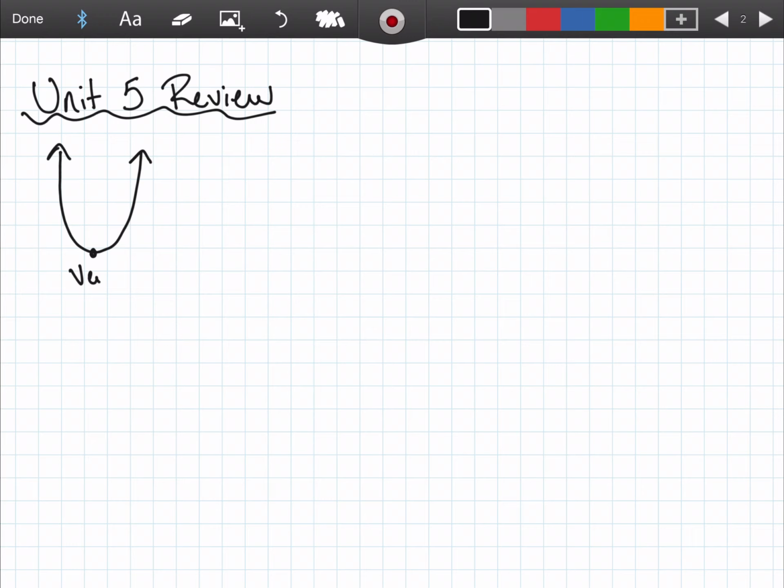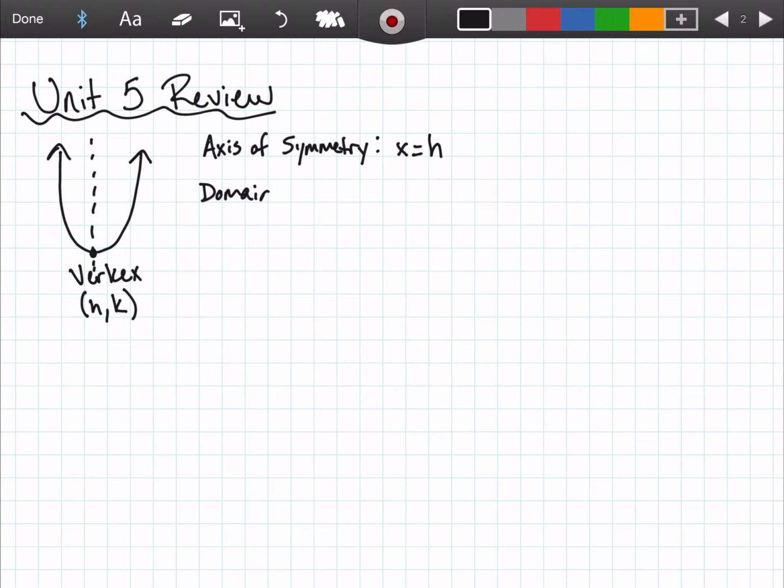So, we've got our lovely vertex represented by the letters H, K. We have our axis of symmetry, which is the equation x equals h. Our domain, that's all possible x values, and it's always from negative infinity to positive infinity.